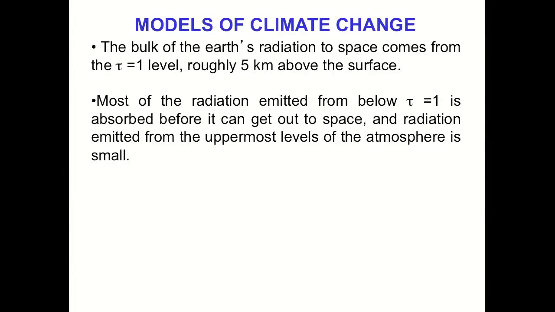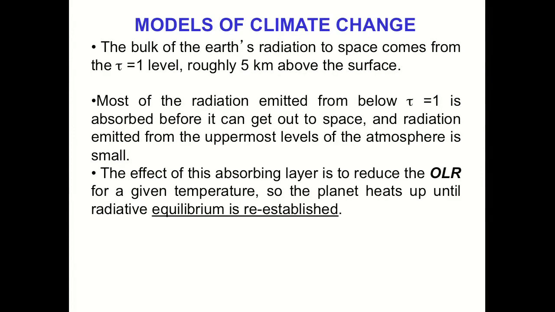Upper atmosphere, only a small amount of radiation is emitted from the upper part of the atmosphere, as we described earlier. Now, the effect of the main absorbing layer, the troposphere, of course, is to reduce the long wave radiation going out to space for a given temperature. When we looked at the black body radiation equations for the grey atmosphere, for example, that's what we assumed. So if we were to reduce the outgoing long wave radiation, obviously the planetary atmosphere is going to heat up until it establishes equilibrium.